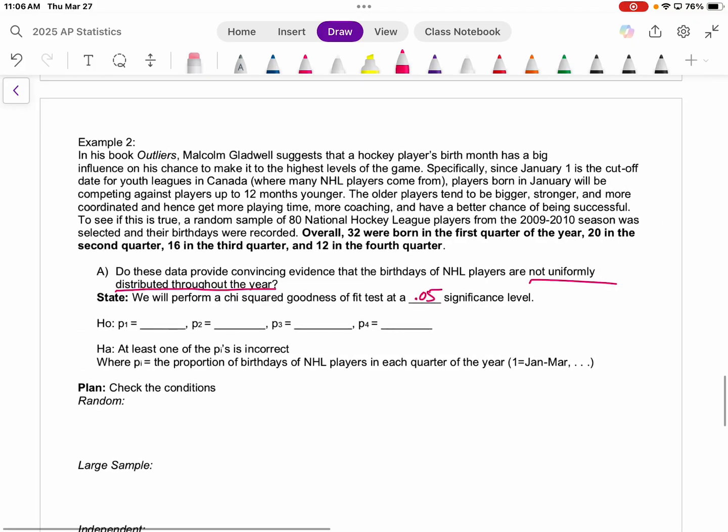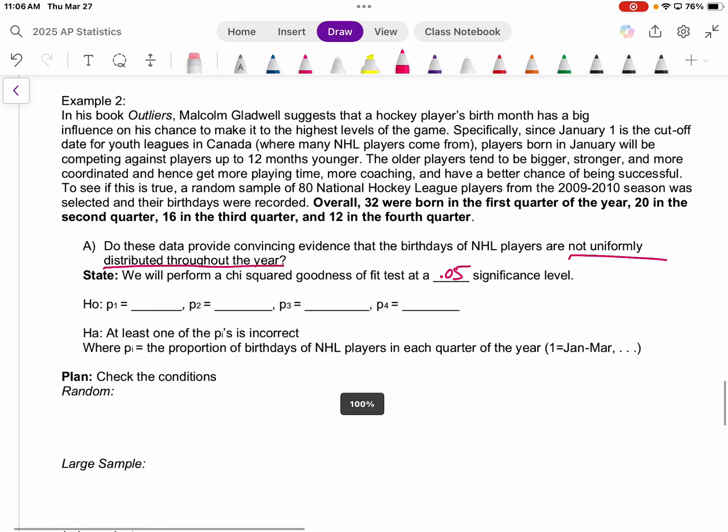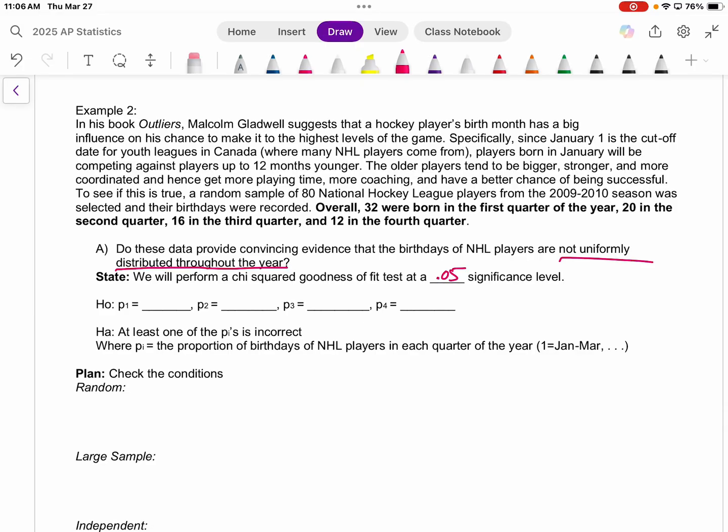Now, our null hypothesis. When we look at it, we're testing to see that it's not uniform, so if it was uniformly distributed, there are 4 quarters in a year, so the proportions would be 25% for each quarter. If it was uniformly distributed, it would be 25% for each one.